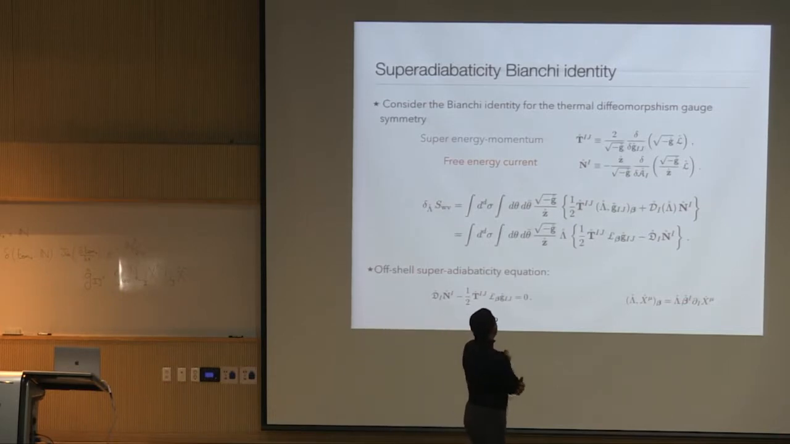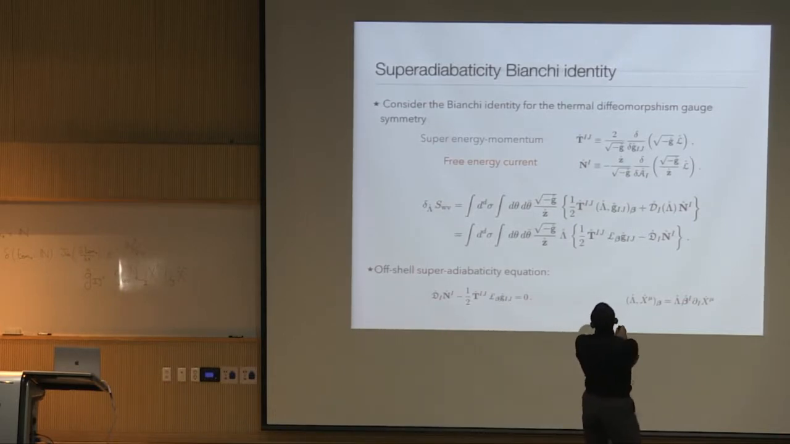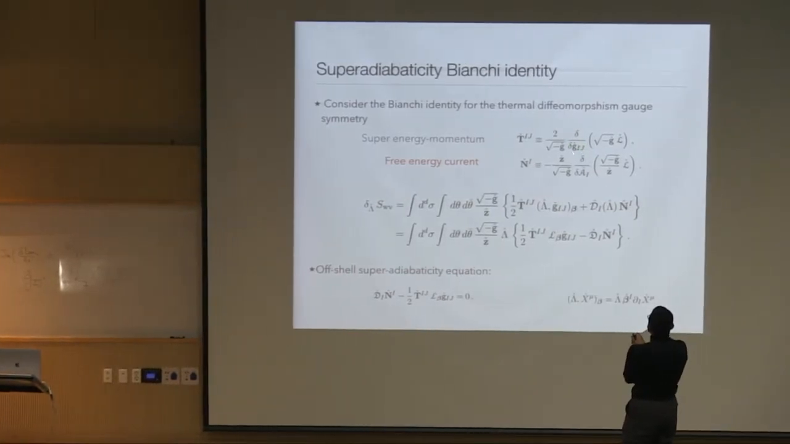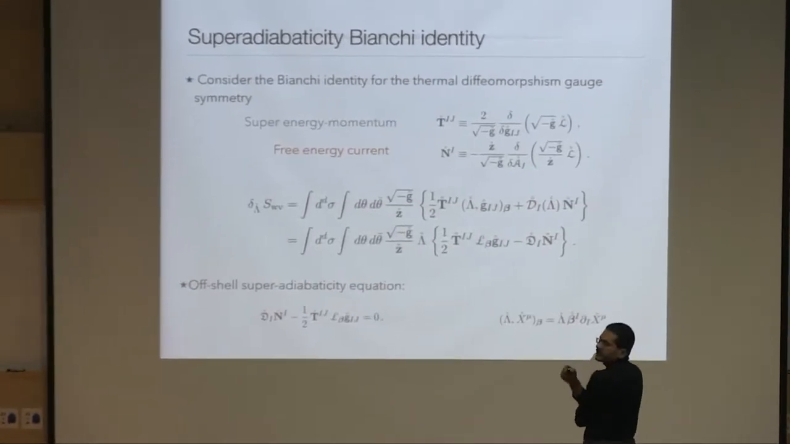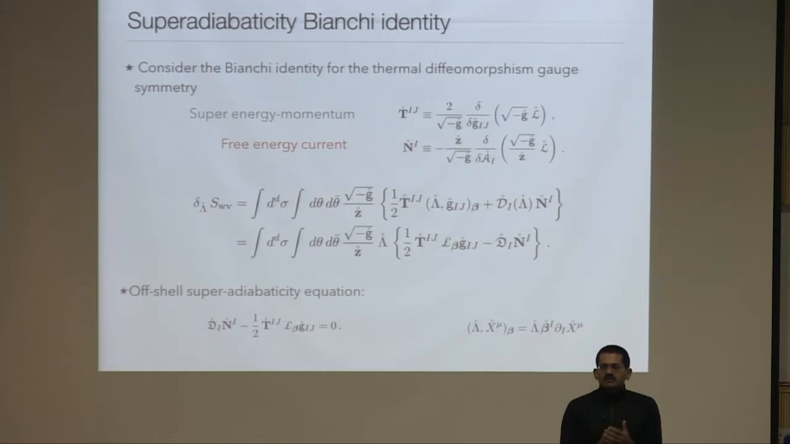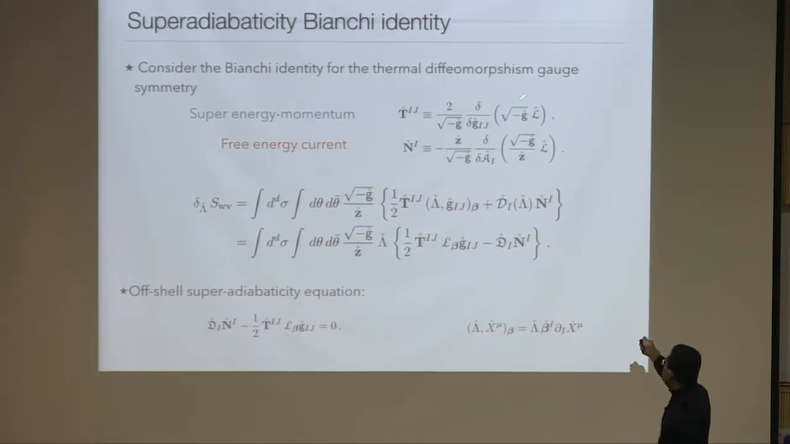How am I going to do it? I'm going to define the following two gadgets, which are the variation of this Lagrangian with respect to Gij and the variation of this Lagrangian with respect to this gauge field Ai. Remember the beta i vector was not a dynamical object, right? It was just some physical reference guy. So I don't have to write down derivatives with respect to that. When I'm doing variations, I only have to do variations with respect to these two guys.